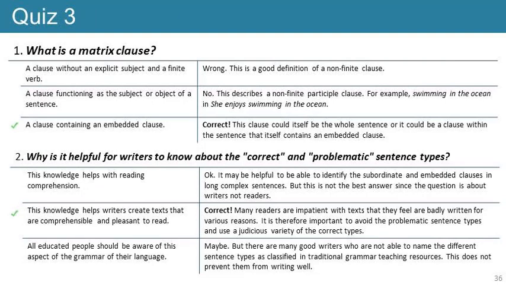Quiz page. Pause the video if you want to review the questions and answers before continuing.